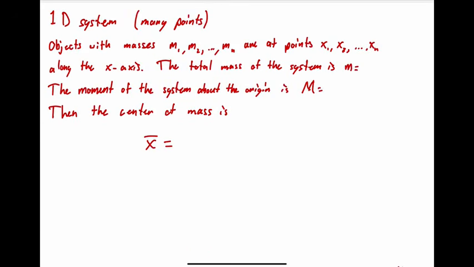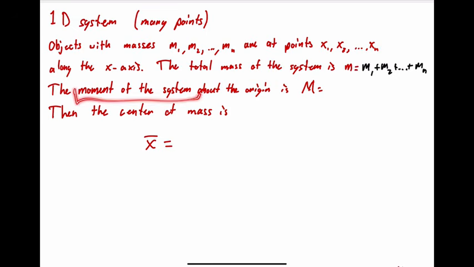Suppose we have a lot of different objects with masses m1, m2, up to m sub n. So we have n different objects, and these are all distributed at the points x1, x2, up to xn along the x-axis. The total mass of this system is denoted by small m, and that's just the sum of all these masses. So small m is just m1 plus m2. We just add all of the masses together.